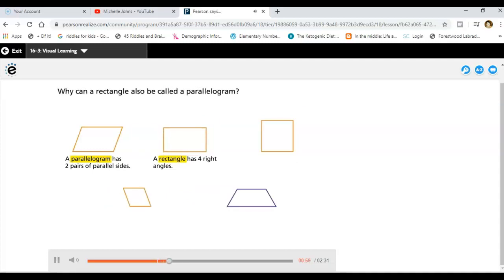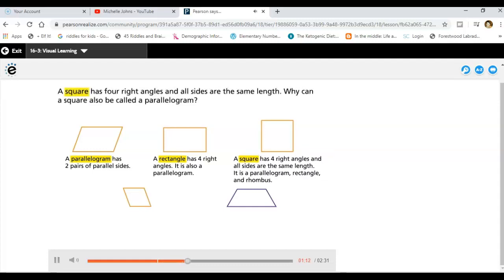Why can a rectangle also be called a parallelogram? A rectangle is also a parallelogram because it has two pairs of parallel sides. A square has four right angles and all sides are the same length. Why can a square also be called a parallelogram? A square is also a parallelogram because it has two pairs of parallel sides. Why can a square also be named a rectangle? A square is also a rectangle because it has four right angles.